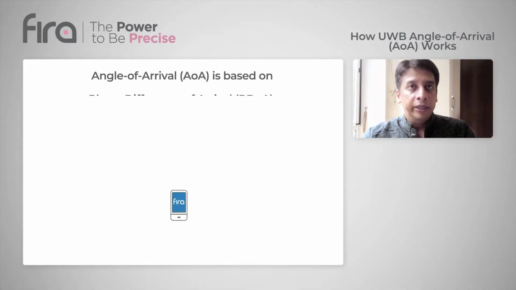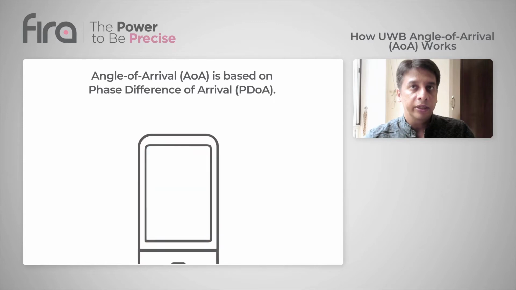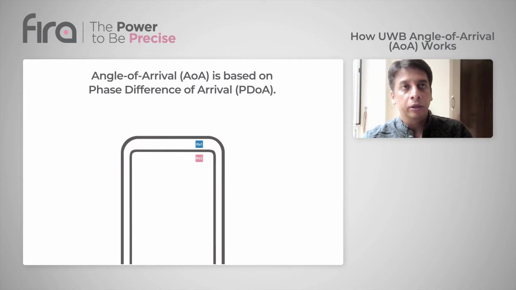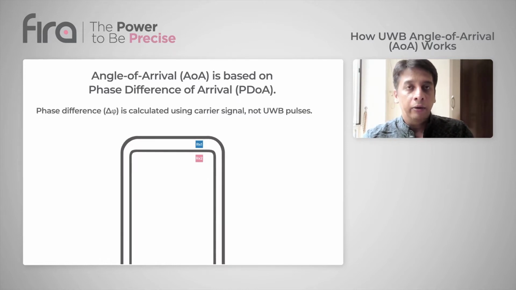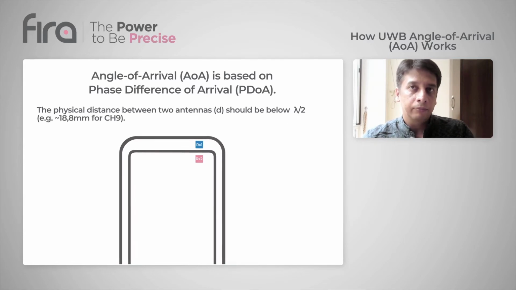Angle of arrival is based on the phase difference of arrival method, which is typically called the PDOA method. In two-way ranging, PDOA calculation is done using the phase difference between the two antennas of a received signal. So generally when you have to do AOA, you use two antennas, and care should be taken in such a way that these two antennas are spaced out on the hardware at lambda by 2, which is near to 18.8 mm for a channel line as an example.